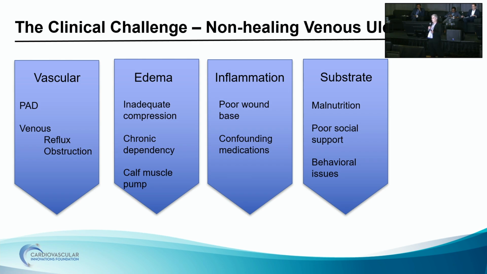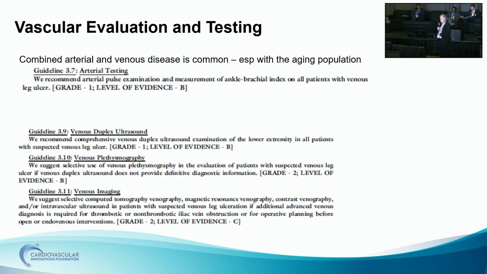You can see that there was a lot of erythema, so we have some inflammatory changes. There's a poor, unhealthy wound base. We have to make sure there are no other confounding medications. And then we have to talk about substrate. Malnutrition, particularly in our elderly population, whether or not they live in a food desert, is a very common source of poor wound healing, as is poor social support, etc.